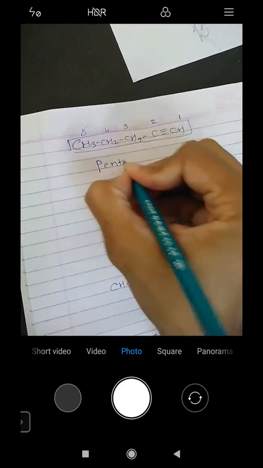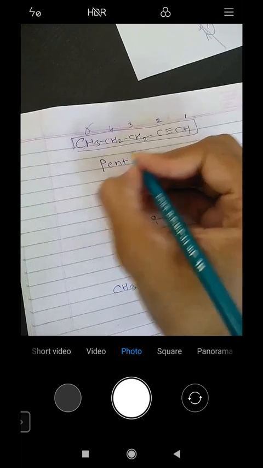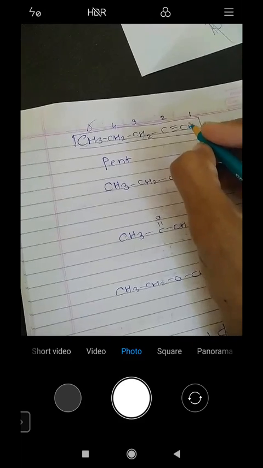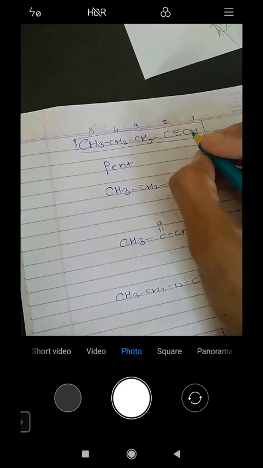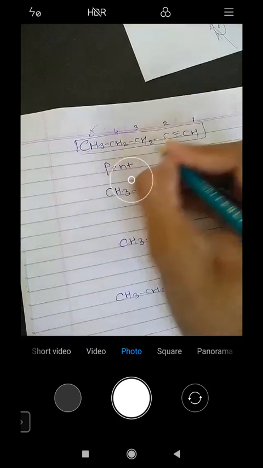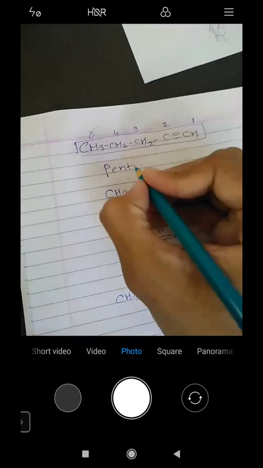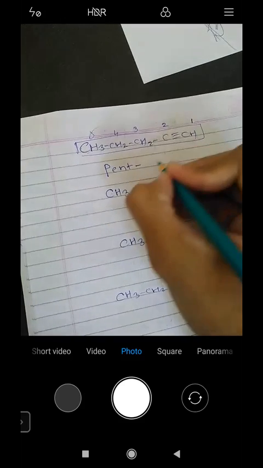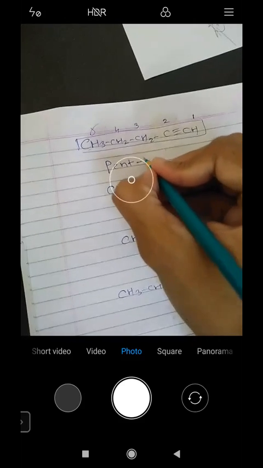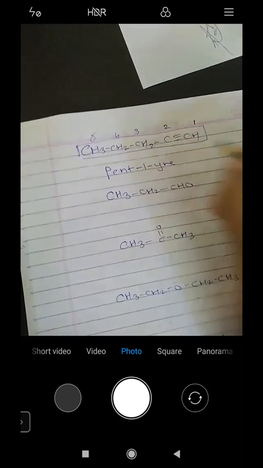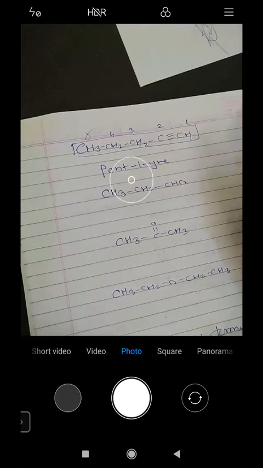Why have I written pent instead of pentane? Because, as I told you, if a double bond or triple bond is there, instead of alkane we have to write alk. Since it is a 5 carbon pentane and a triple bond is there, I have written pent. Now we will write the position and name of the functional group. It is on position one, so 1-yne. So the name will be pent-1-yne, or you can write pentyne.